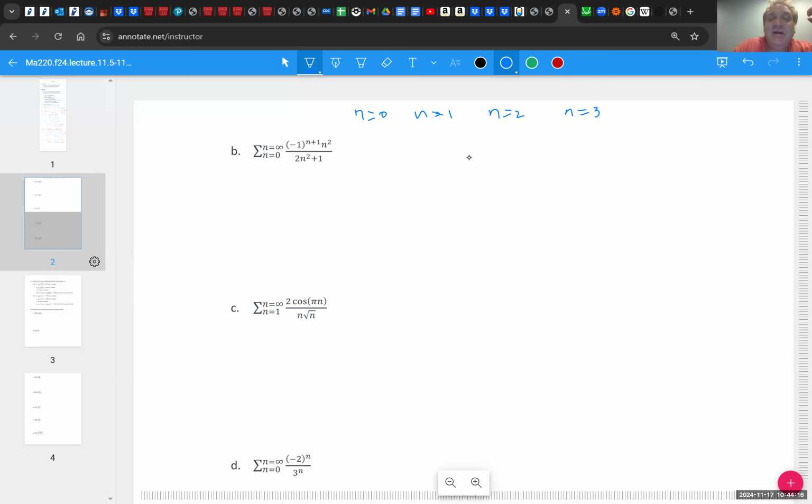-1 to the 0 plus 1 is -1 to the 1. Then we get 0 squared, and then we get 2 times 0 squared plus 1. Well, we have 0 on the top, so the whole thing's 0. 0 is neither positive or negative, so n equals 0 doesn't do anything. So let's go to n equals 1.